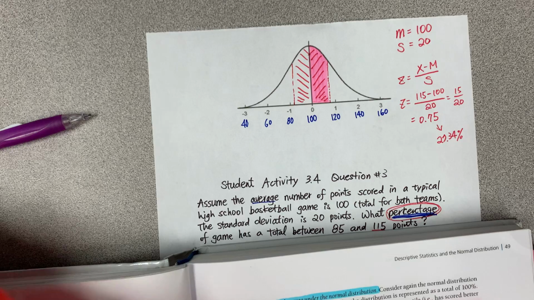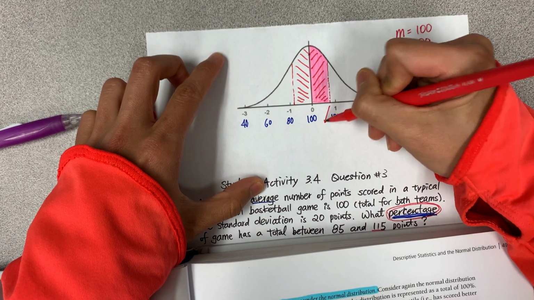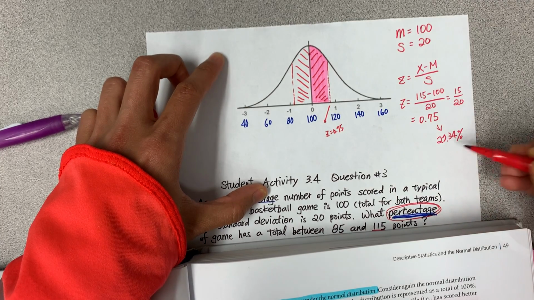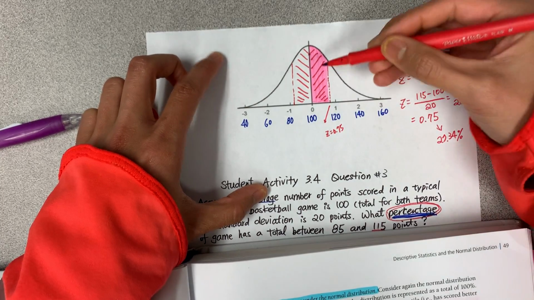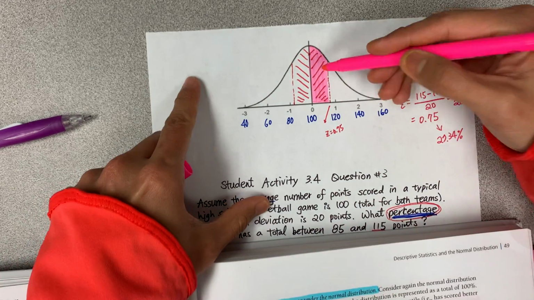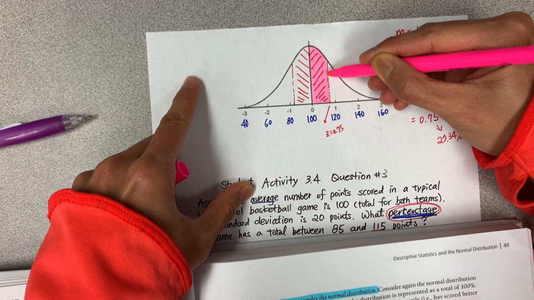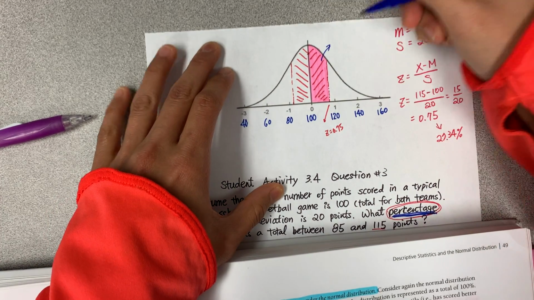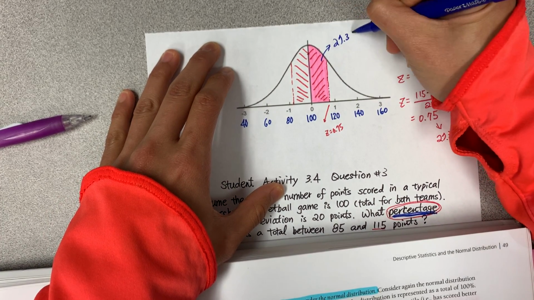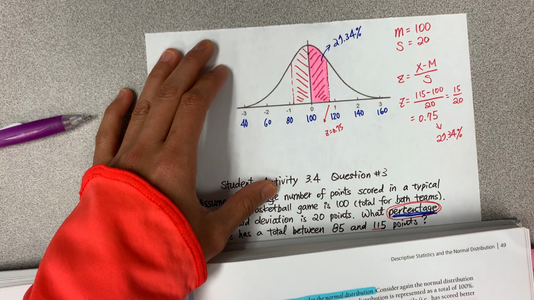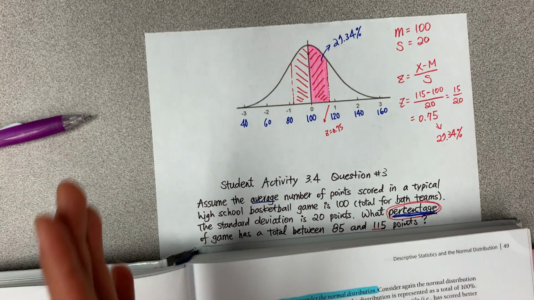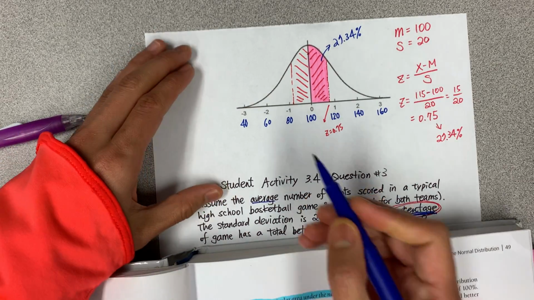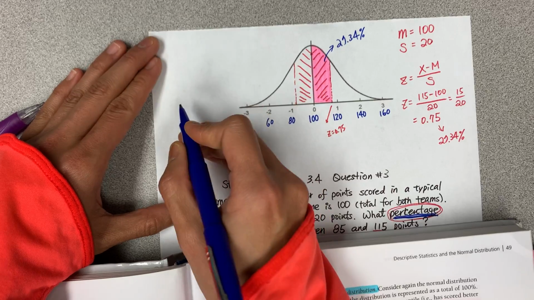Okay, so I want to make a point that this is a Z-score of 0.75, which is 27.34% away from the mean. So this pink area is actually 27.34%, okay? The left-hand side is actually the same, but I'm just going to do it anyway, just to show you what I mean by that.